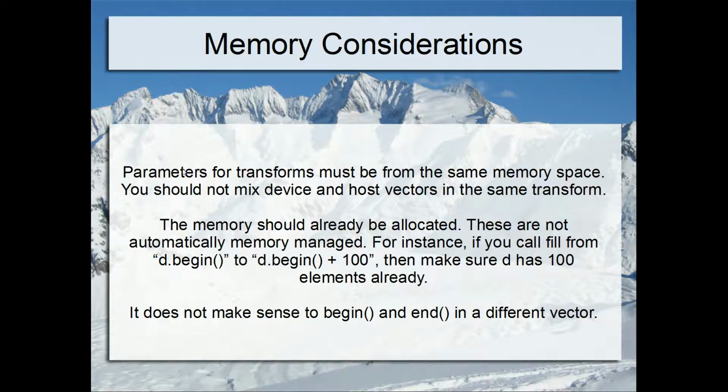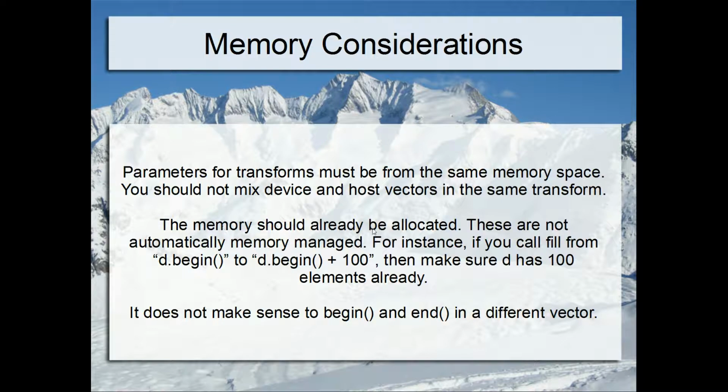Just before we get started, a few things to note. The parameters in transforms should be from the same memory space. So you shouldn't try and multiply a device vector by elements in a host vector or vice versa. You want to transform two device vectors together or two host vectors. I hope that makes sense.